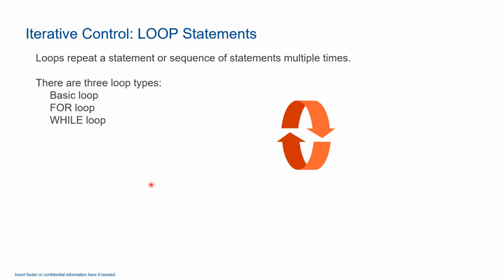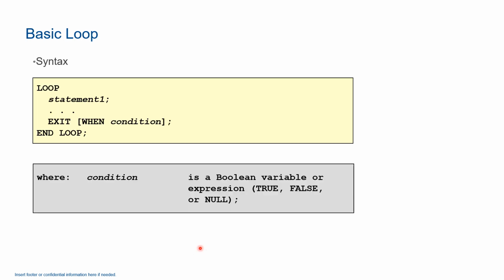Iterative control loop statements. We have discussed the if-else condition. Now we are looping: if there is more than one record, how do we loop statements? You might understand that in C or C++, we have the same structure. We have the basic loop, for loop and while loop. The basic loop is: loop, statement 1, exit when condition, and end loop. The condition is a boolean variable or expression. Okay, so it is a simple loop.